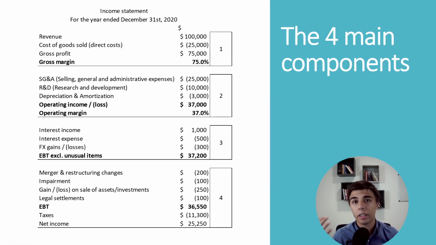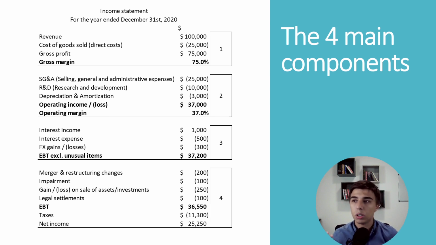The first part that's very important to mention is that just as the balance sheet has a purpose to show the financial position, the income statement has a purpose to show the financial profitability of a company. And it's a statement that is for a period of time. In this case, it is for the year ended, so for an entire year. So everything that we see here is what has happened in that year.